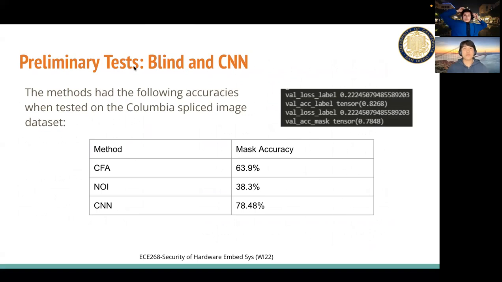Here are the preliminary tests we did on blind and CNN. Here are the results of the accuracies. For CFA, the accuracy was 63%. And for noise, it was 38%, which was significantly lower. And for the CNN, it was higher. We trained it for around 30 epochs, and these were the results we got.